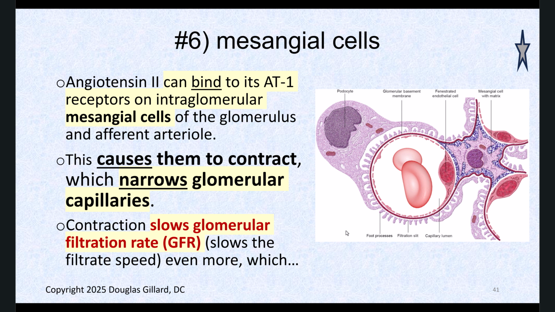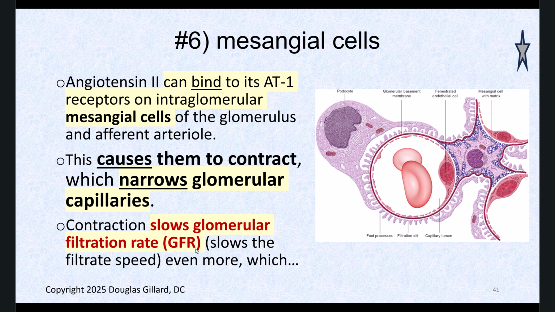What else? Can it do more? Yes. It binds to mesangial cells, intraglomerular mesangial cells. If you want to get technical, there's extra and intraglomerular mesangial cells. They're like these little starfish. Here's one of them between a couple glomerular capillaries here. And so angiotensin 2 can bind to this one, and it causes this starfish to contract and narrow, and because there's other ones here, when it contracts, it narrows these capillaries.